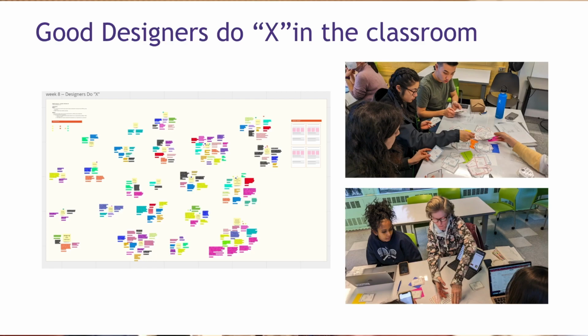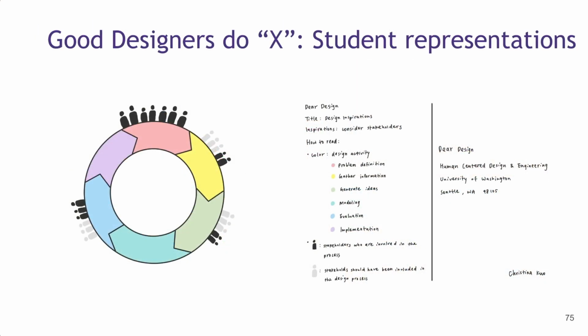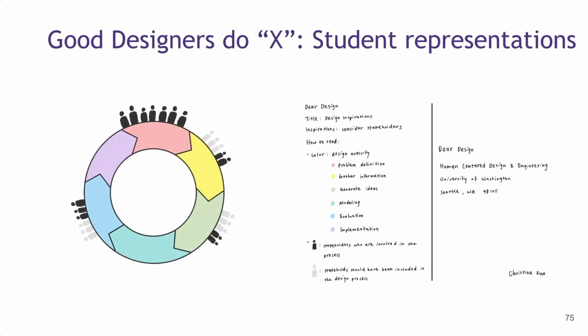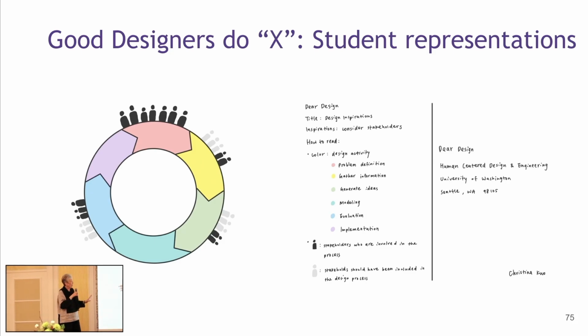I chose a couple of postcard representations, borrowing from the next section, that I thought this community would resonate with. These are postcard representations of individual students' design processes, inspired by this list. Here's the key on the back of the postcard: design activities, and then figures in either black or gray representing stakeholders, with black ones representing stakeholders who are involved in the process, and gray ones indicating stakeholders who should have been involved in the process.